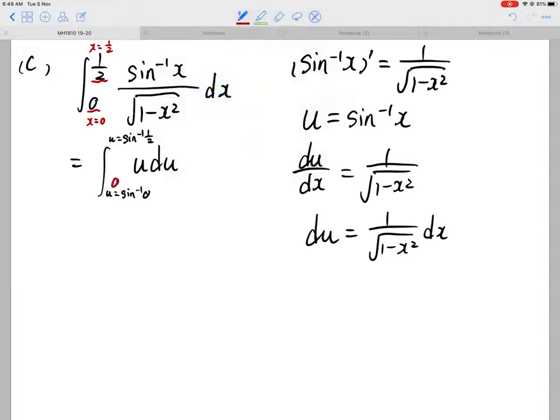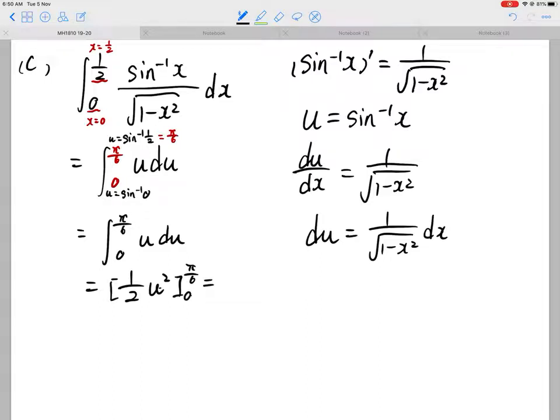Okay, so here it's from 0 to sine inverse half, which is what? Sine of pi over 6 is half, right? So you have pi over 6 here. So we're just integrating u from 0 to pi over 6, which is half u squared from 0 to pi over 6, which is just this. Okay.